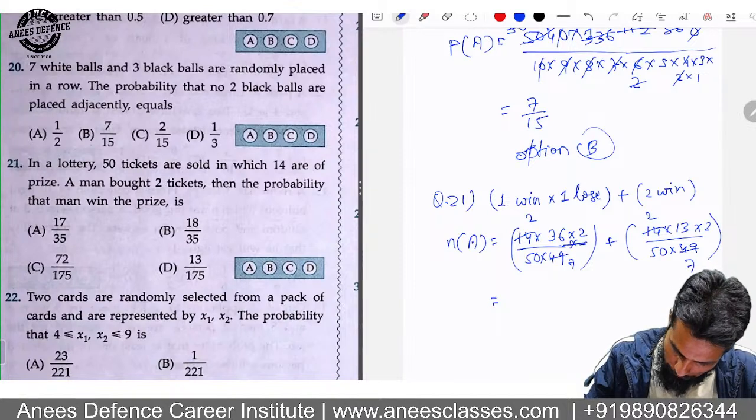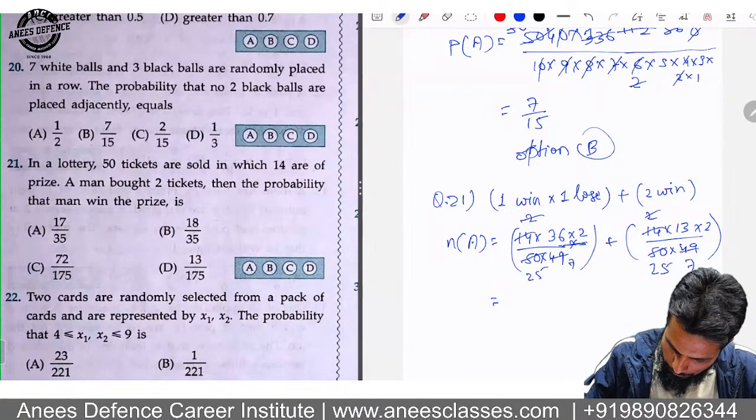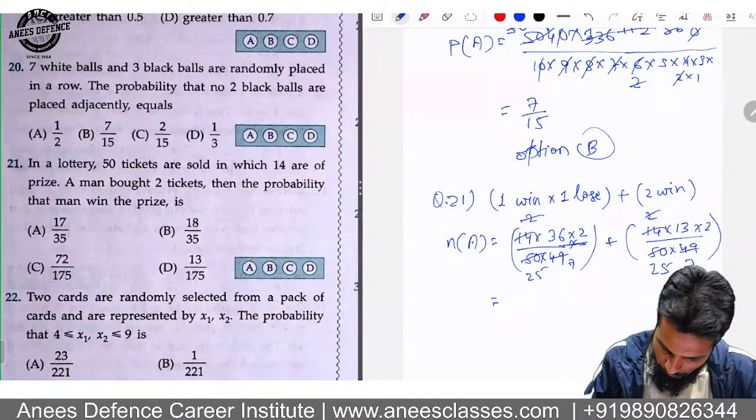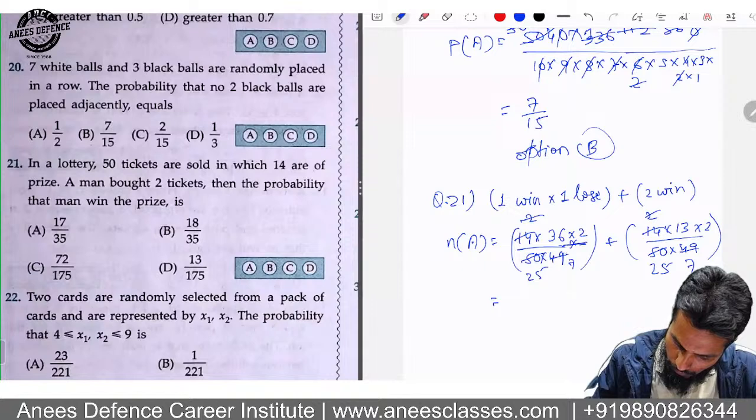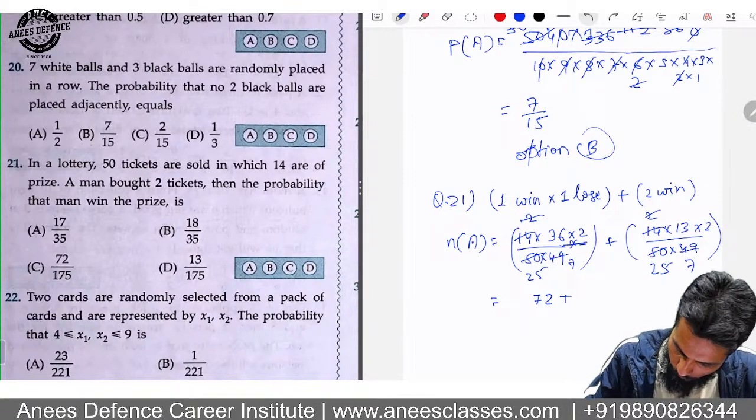Again with this 2 you can cancel this 50 as 25. Here also 25. That's all. 25 into 7. That 7 also, is it going to cancel somewhere? No problem. 36 into 2, how much? 72, plus 13 into 2 is 26.